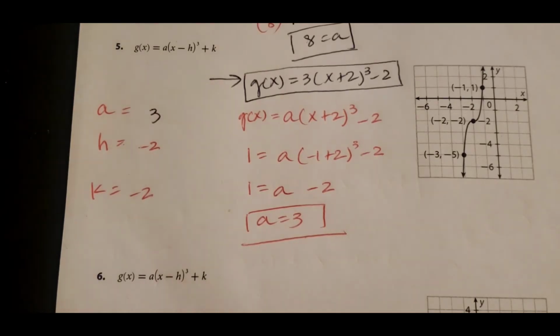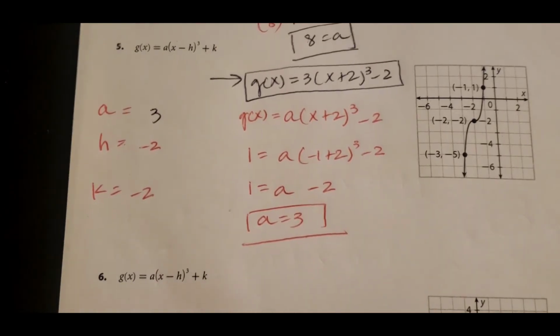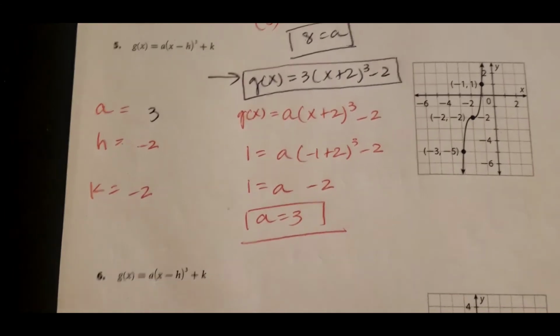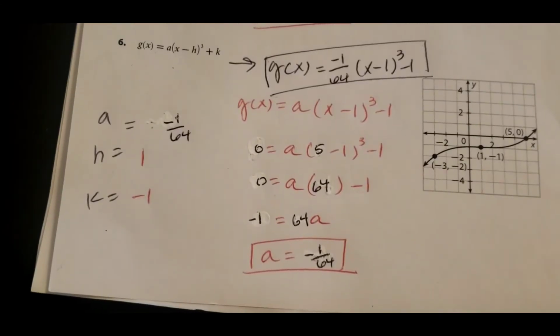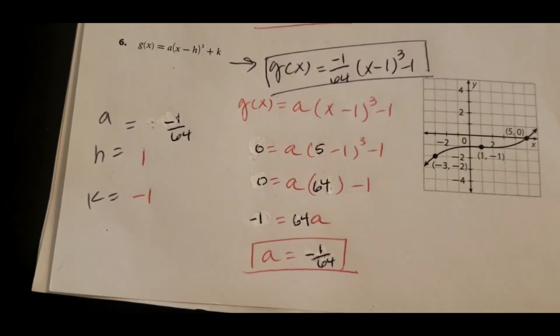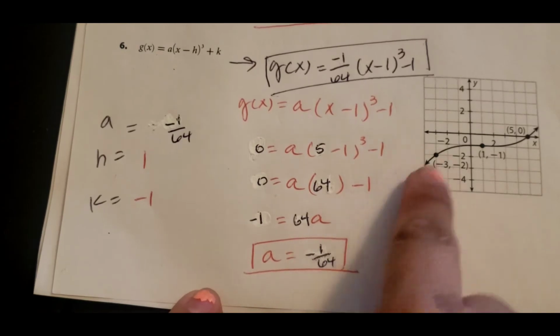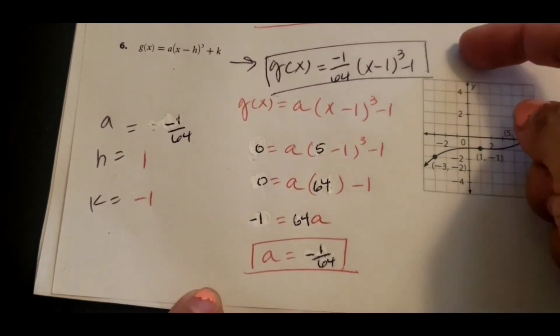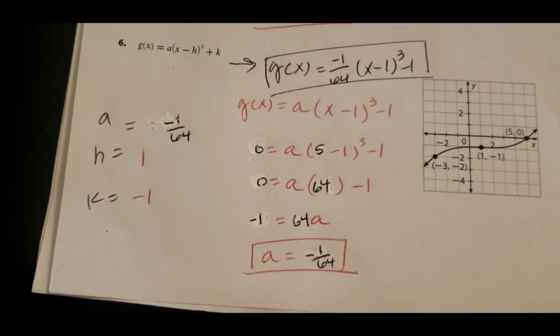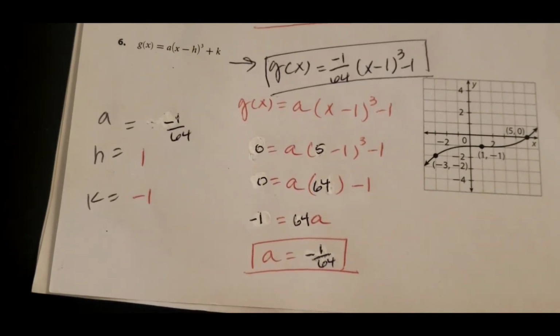Okay. All right. If you're good, pause it and try 6 on your own, and then come back and check your solutions. All right, boys and girls. For number 6, you should have gotten a equals -1/64. And then your function should be g of x equals -1/64 times the quantity of x minus 1 cubed minus 1.